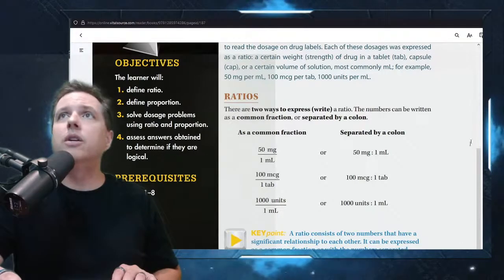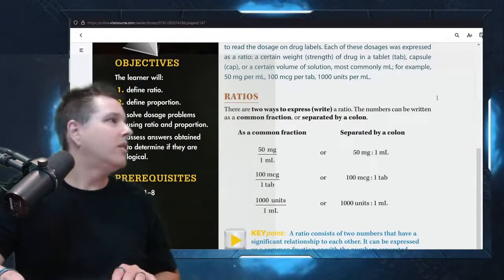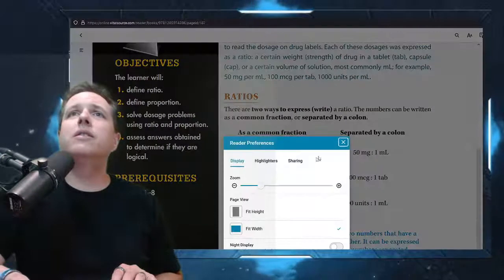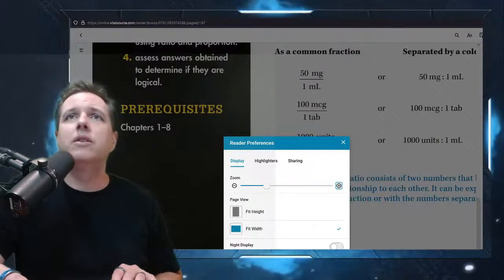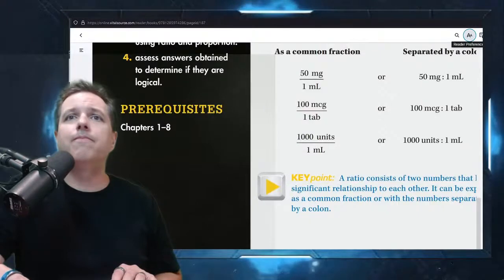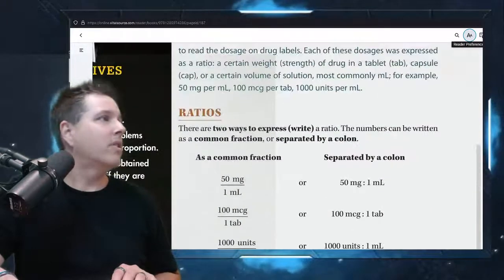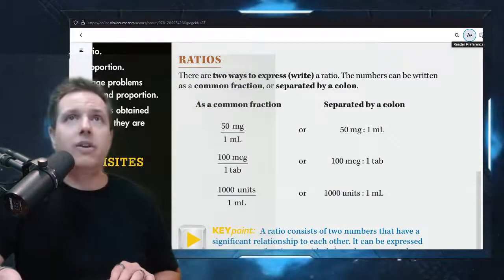Right, okay. Let's see. Should I make this a little bigger? I might make that slightly bigger. See if that works a little better. Okay, we'll figure it out.